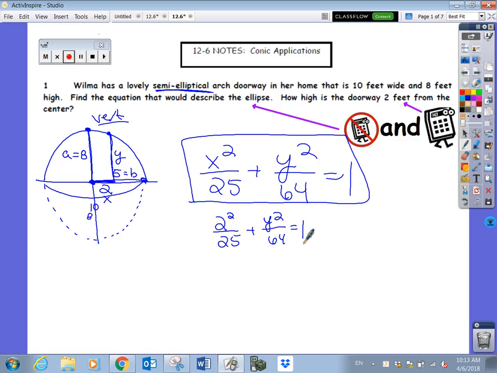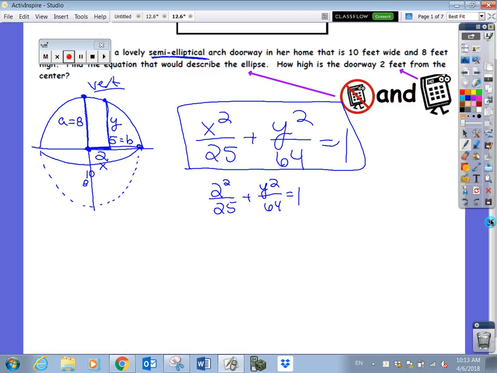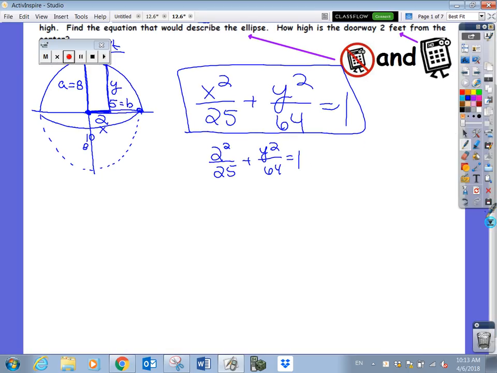That would be the work I would expect to see. You plugging in, knowing where to plug the 2 in. Or if you put 4 instead of 2 squared, that'd be fine. But this is the work I would expect to see for that second part. After that, you can do the rest of it in your calculator if you want.